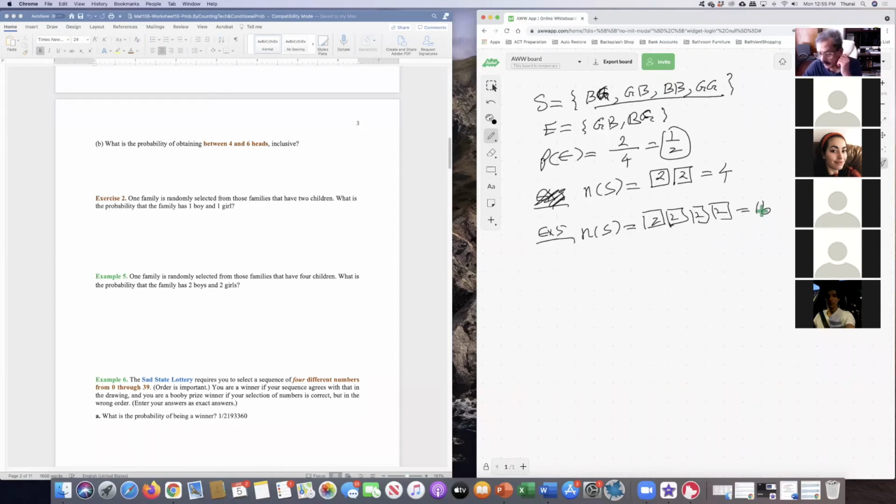See, when you're doing only 2 children, you can do it manually without having to use counting methods. But when you go into 4 children, you have to use a counting method, because you cannot write down all 16 of them. It'll be just too much effort. Now the question is, the family has to have 2 boys and 2 girls. So how do I count the number of elements in that event?